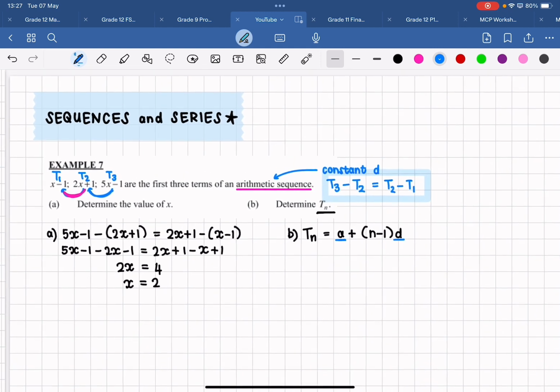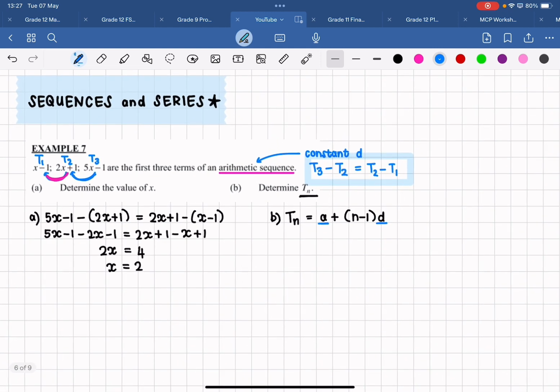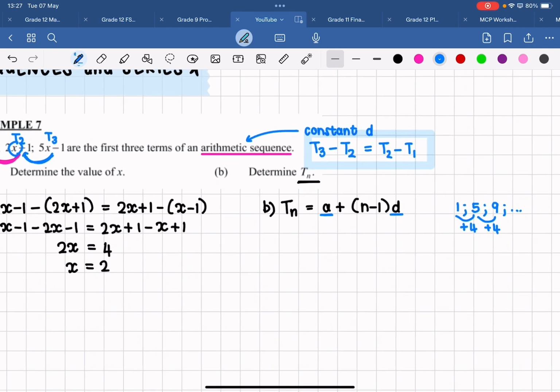So I'm just going to write the number pattern on the side. If x is 2, then term 1 is 2 minus 1, which is 1. If x is 2, then term 2 is going to be 5. I'm just subbing x equals 2 into this expression for each of the terms. And for the next term, 5 times 2 is 10 minus 1 is 9. So those are the 3 terms that we have. We can see from there that we are in fact adding the same number every time, which is what is supposed to happen. It is an arithmetic sequence, and that difference is 4.